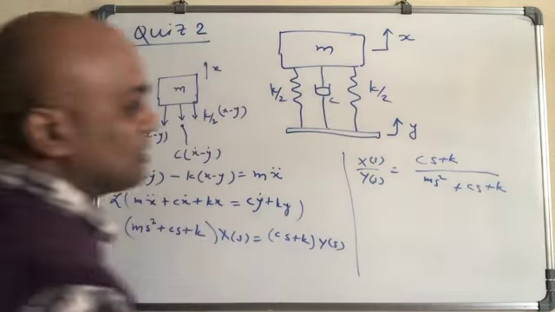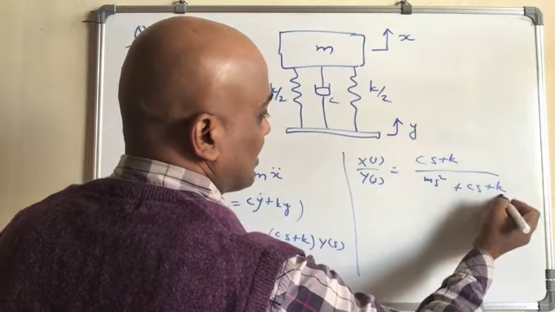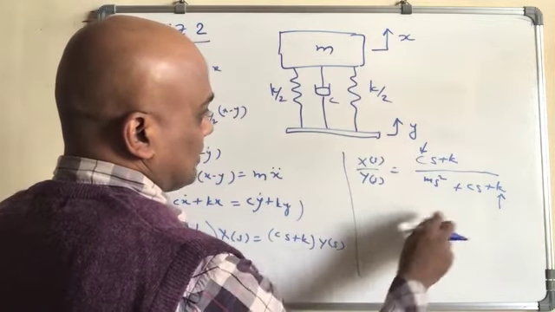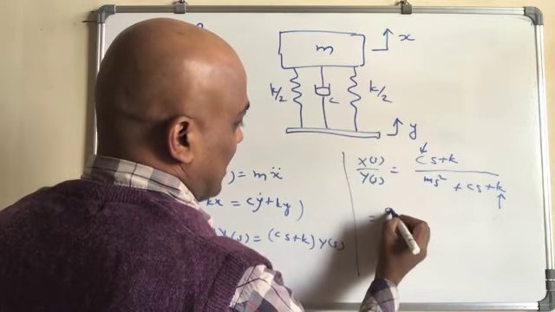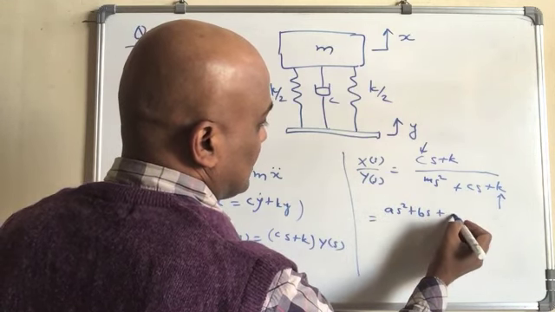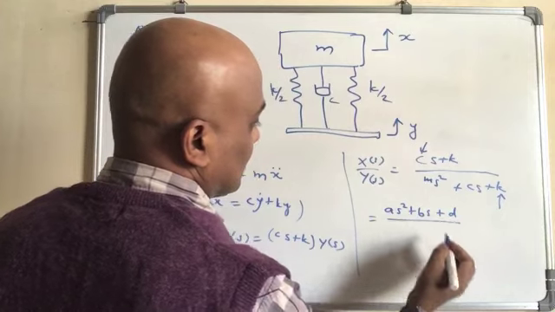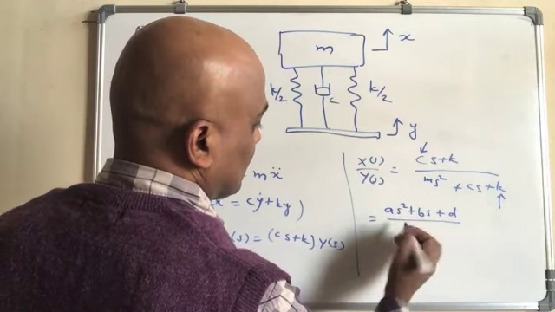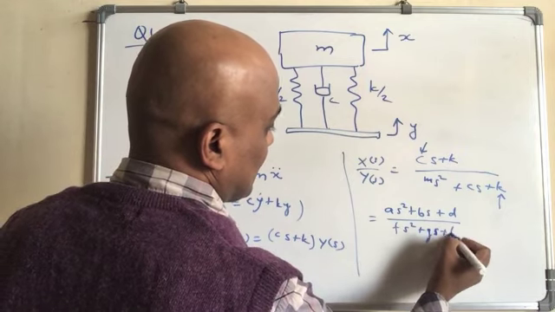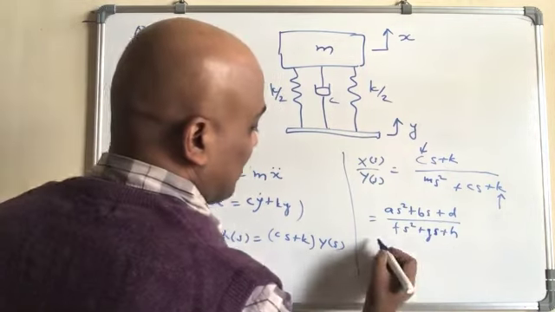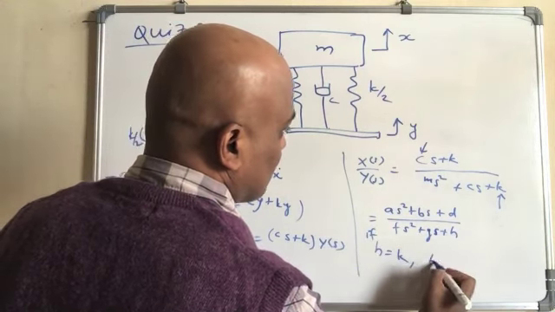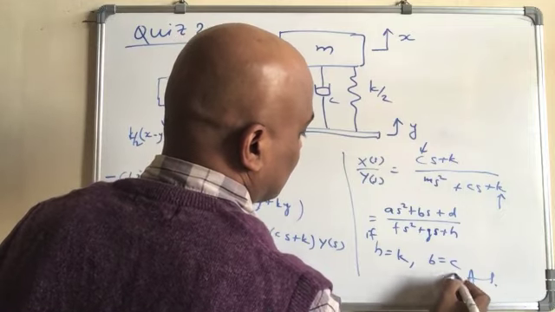Okay, the question was, if this is equal to k, then what is the value of this? Yeah, so the answer was given in terms of equal to a s square plus b s plus d probably, and then you have f, g s, h like this, right? So if h equal to k, right, then we get b equal to c as the answer, right? So this was the answer.